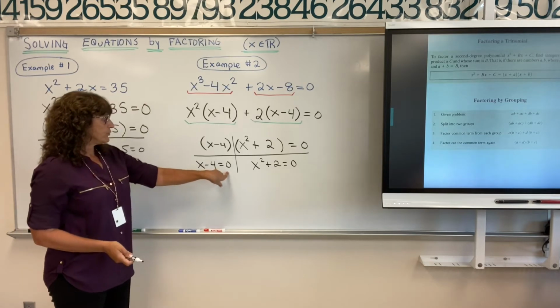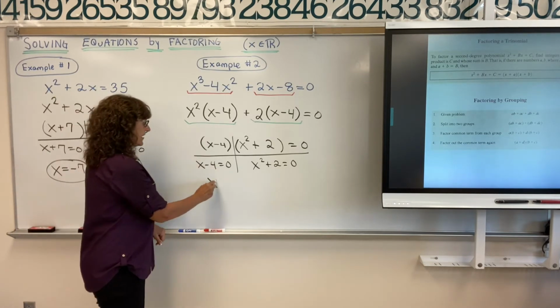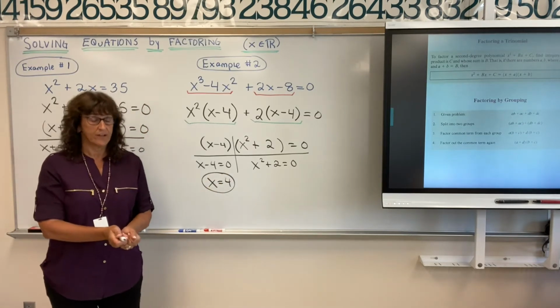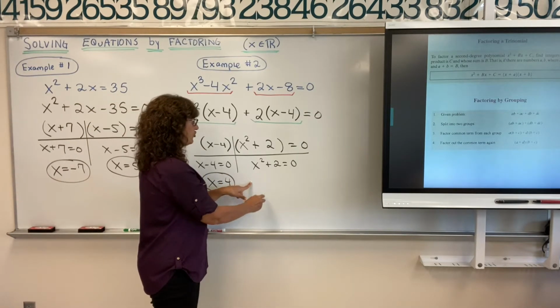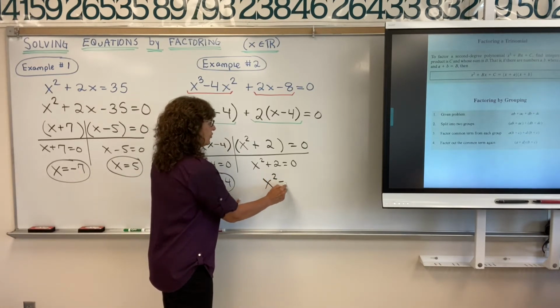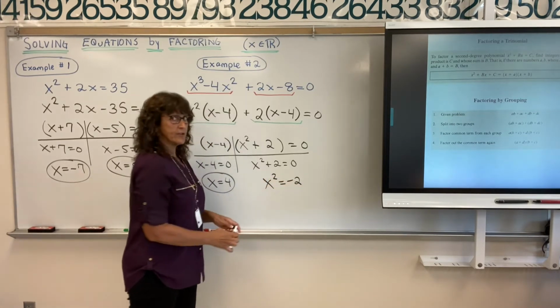x minus 4 equals 0. Add 4 to both sides. So x is 4. Okay, that one's done. x squared plus 2 equals 0. Let's subtract 2 from both sides. When you subtract 2 from both sides, we're here.